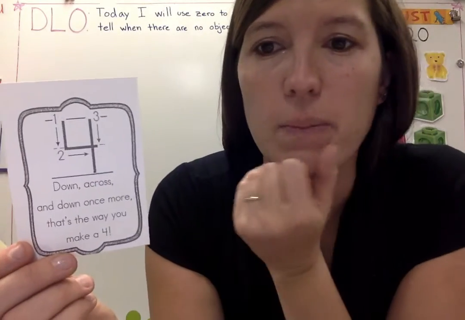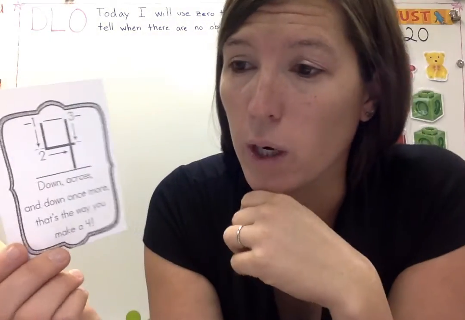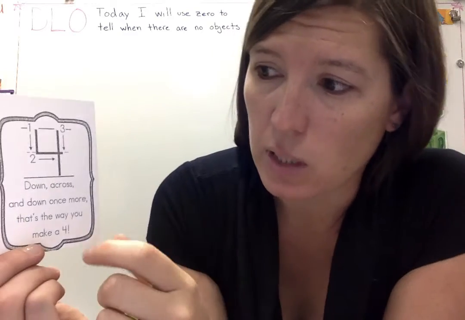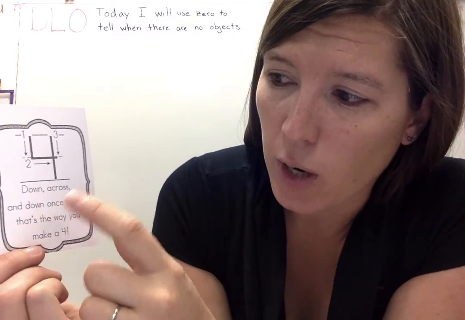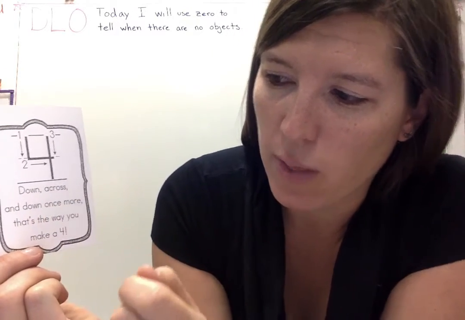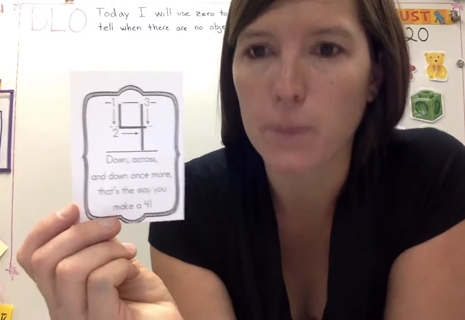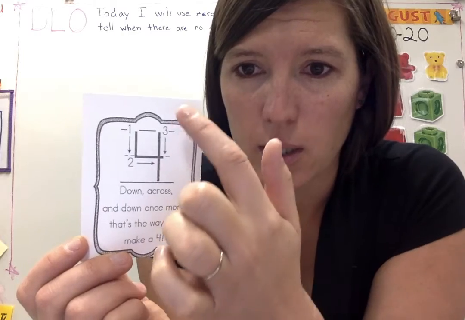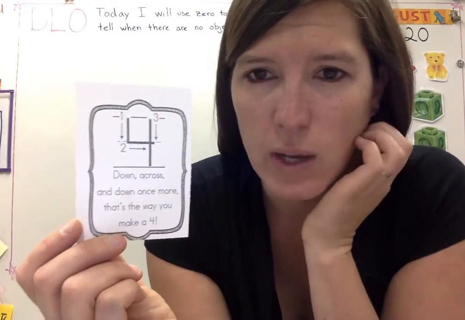This is the number 4. There's a couple extra steps in 4. You'll start at the sky, but it's all straight lines, which makes it really easy. Down, across, and down once more. That's the way you make a 4. So you go down, across, and down one more.